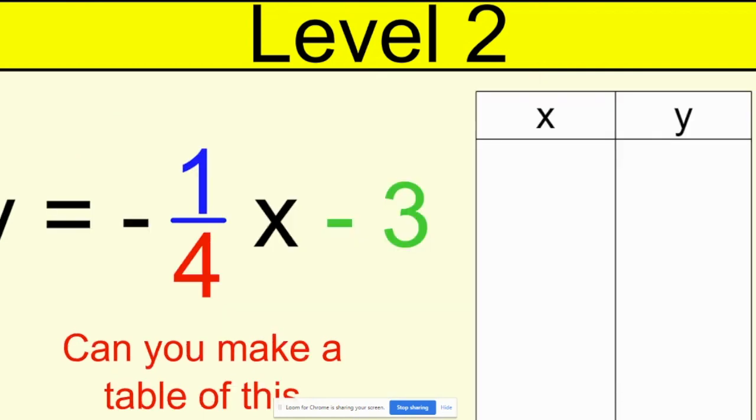Hey, let's look at this problem right here. The first thing I'm going to do is my y-intercept again. So right here, I have negative 3, so that means my ordered pair is 0, negative 3.